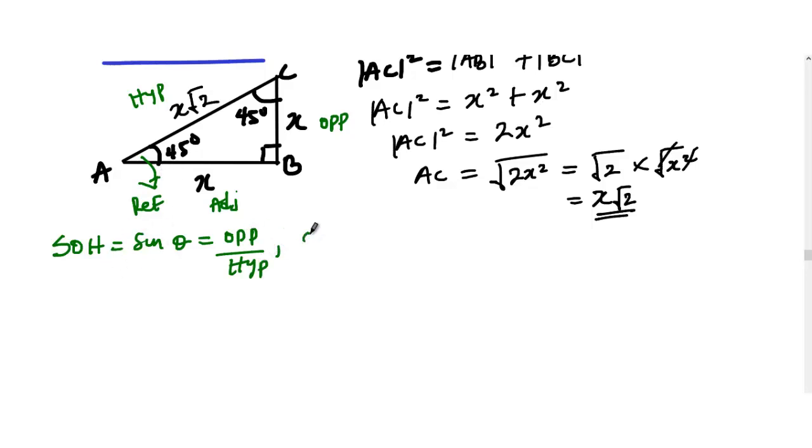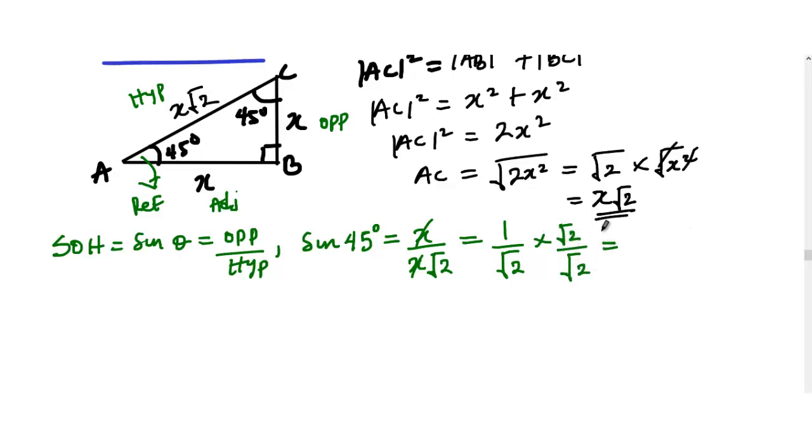So we can say that sine 45 degree will now be equal to the opposite, that is x, over the hypotenuse, that is x root 2. So x over x root 2, x cancels x. That is 1 over root 2. So we need to rationalize this. If we rationalize this, we multiply the numerator and denominator by root 2. So root 2 over root 2. This will give us 1 times root 2, that is root 2, over root 2 times root 2, that is root 4, which is 2. So sine 45 degree will give us root 2 over 2. So please note this.